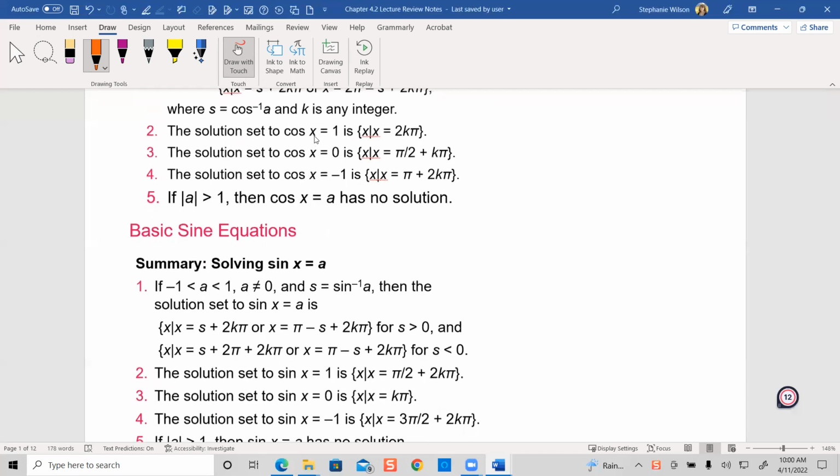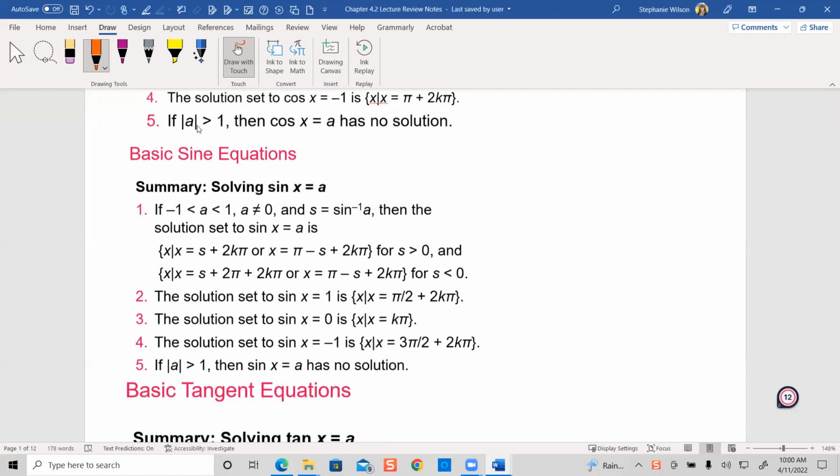And then it states, okay, if cosine x is equal to 1, then we have this one. If cosine of x is equal to 0, we have this one. And if cosine of x is equal to -1, we have this one. If the absolute value of a, which means it's all positive numbers, is greater than 1, then we have cosine of x is equal to a has no solution, okay?